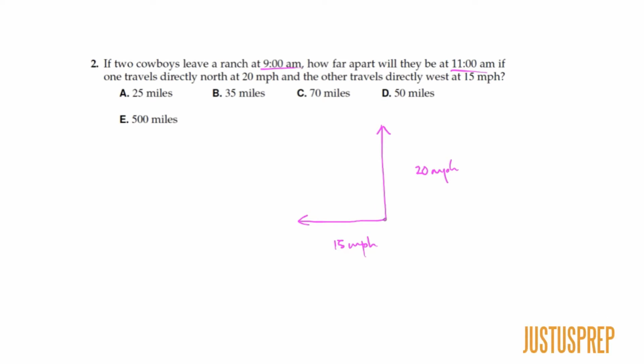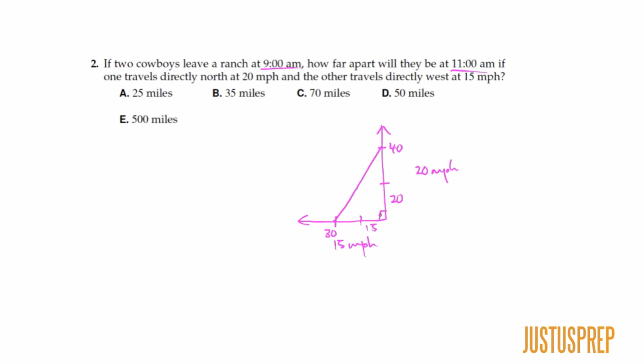So we can imagine a person going 20 miles here in the first hour. This person goes 15 miles in the first hour. And then in another hour, this person gets to 40, and in another hour, this person gets to 30. So this person has traveled 40 miles. This person has traveled 30. What is the distance between the two?